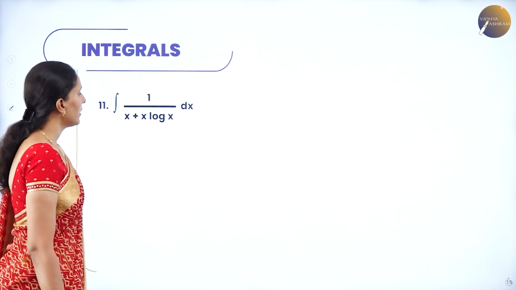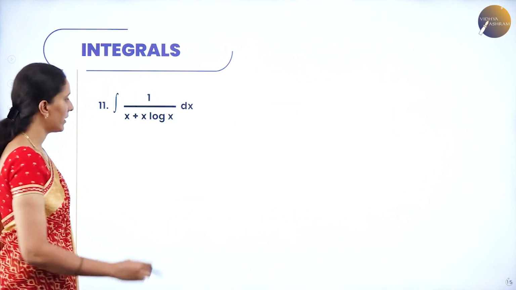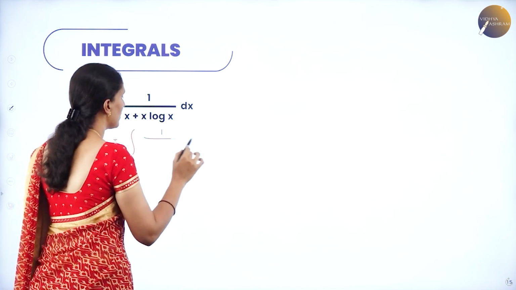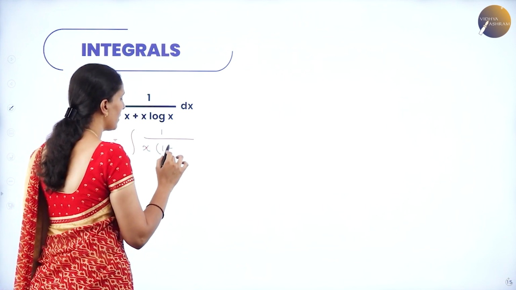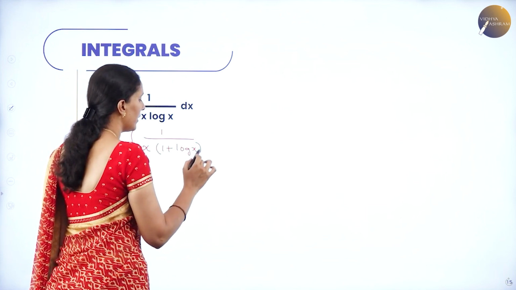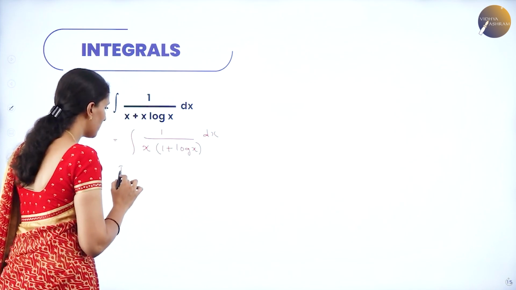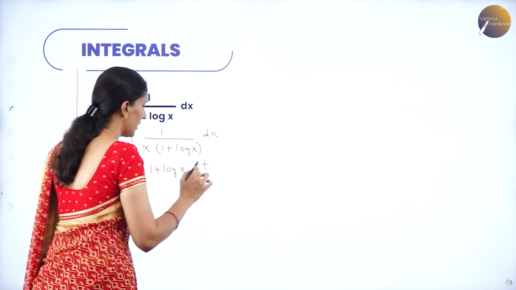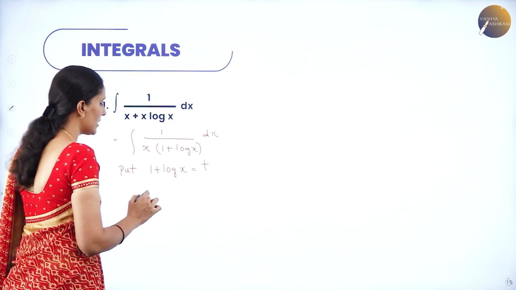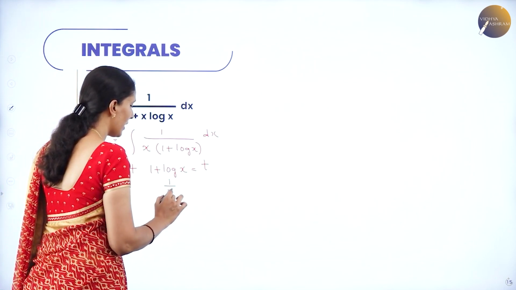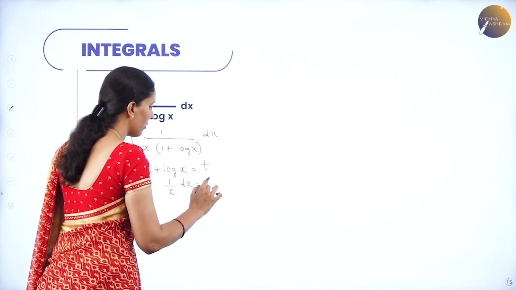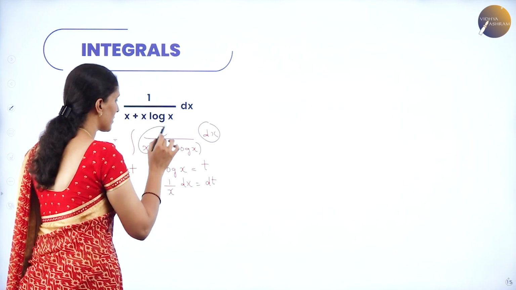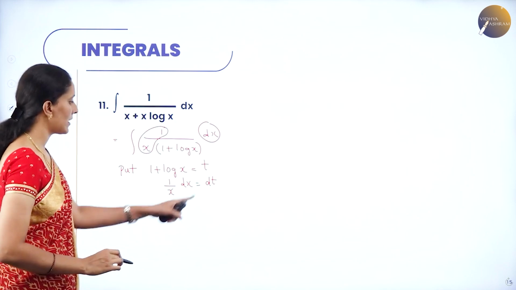Next one, 1 over x plus x log x into dx. So here in the denominator x is the common factor. So let me take x as the common factor, then it becomes 1 plus log x into dx. So now put 1 plus log x is equal to some t, derive it. Derivative of 1 is 0, derivative of log x is 1 by x with respect to dx, derivative of t is dt. Now look here, 1 by x into dx I will replace as dt.